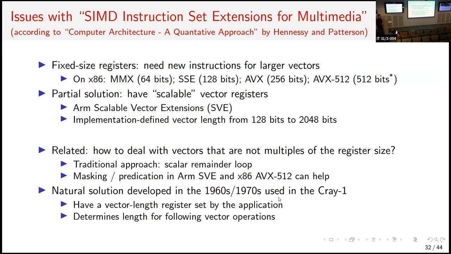But actually, there's a more natural solution for this problem, which was developed in the 1960s and 1970s and used in the famous Cray-1 supercomputer. And that is to have a proper vector processor, with a vector length register set by the application. The hardware, of course, has some fixed size register, but the application can say, I want to use only a part of that register, and the hardware will take care of ignoring the rest. Setting this vector length register then determines the lengths of the following vector operations in the program context.